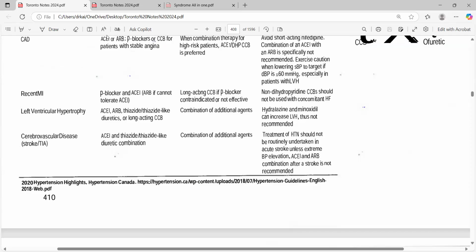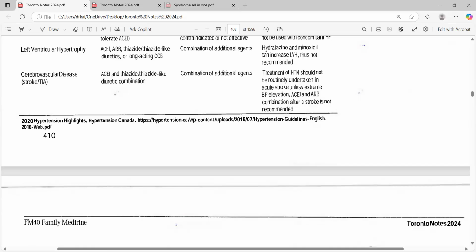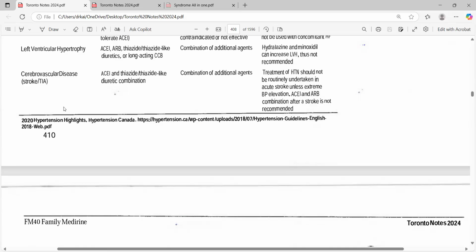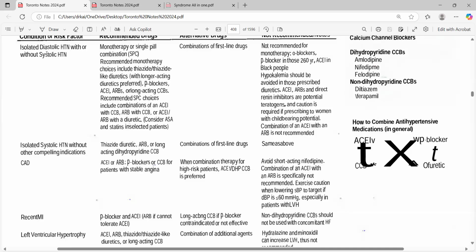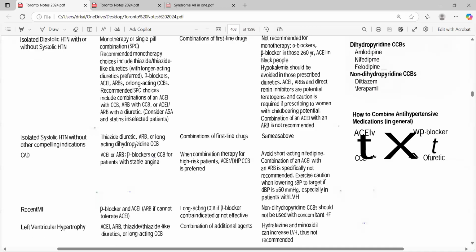For the CAD, we give ACE inhibitors, ARBs, beta blockers, calcium channel blockers for the patient with stable disease. Then we give nitrates with the beta blockers. Then for cerebrovascular disease, in that one we give the ACE inhibitors and thiazide. When we are talking about the diastolic, like only isolated, a diastolic without systolic, in that one we have to give the thiazide, and then later on, we can add beta blockers, ACE inhibitors, and ARBs. Usually, mainly the answer is thiazide, ACE, ARBs, and then we go for beta blockers. If there is only systolic hypertension, no diastolic, then in those cases, go for the thiazide.